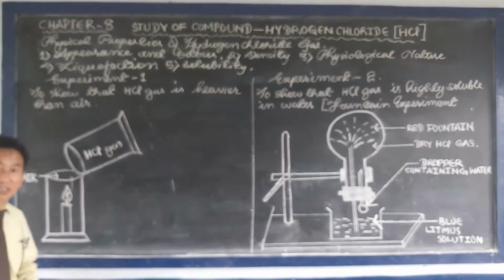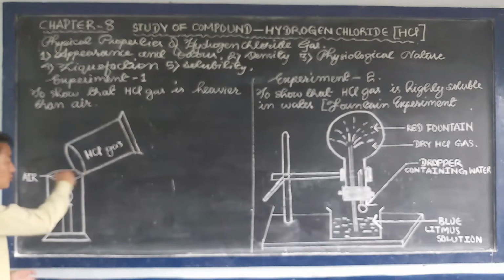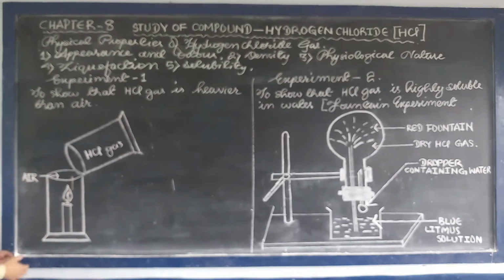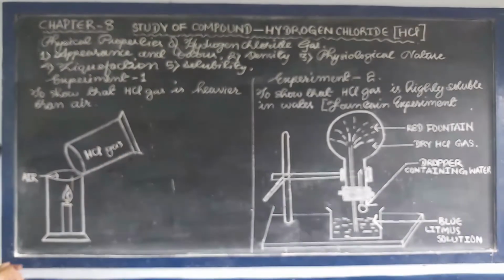This burning candle gets extinguished because of hydrogen chloride. Here, hydrogen chloride drives out all the air from this jar and occupies this space, which shows that this hydrogen chloride gas flows from this container to this lower container which has the burning candle. And this experiment shows that hydrogen chloride is heavier than air.